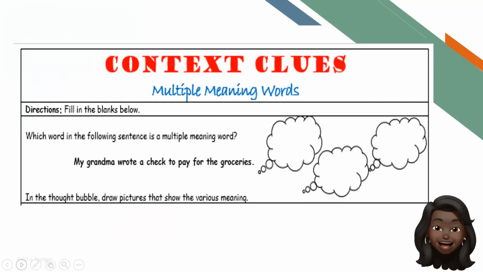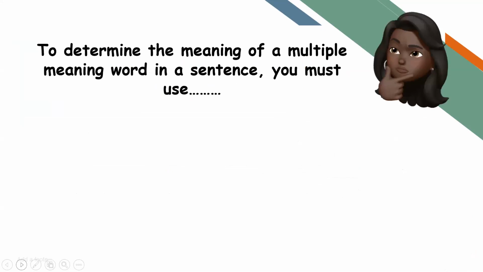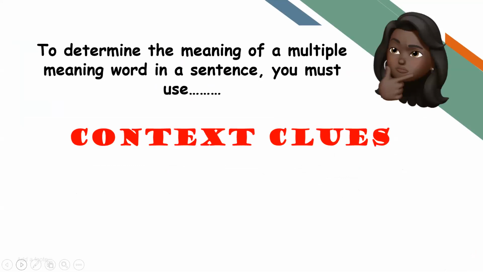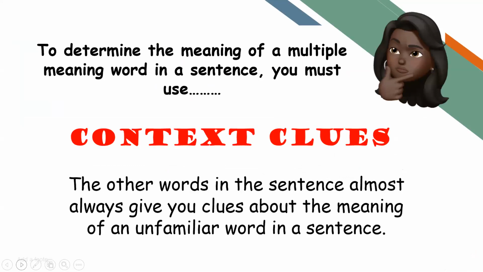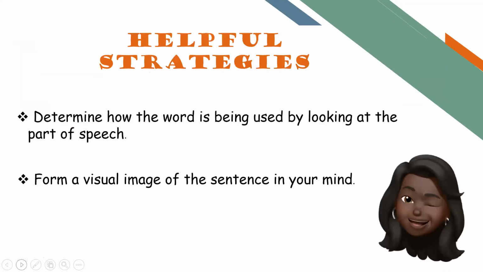Welcome back. The word you should have circled was check as the multiple meaning word. Here are some of the drawings that you should have illustrated. To determine the meaning of a multiple meaning word in a sentence, you must use context clues. The other words in the sentence almost always give you clues about the meaning of an unfamiliar word in a sentence. Here are some helpful strategies.